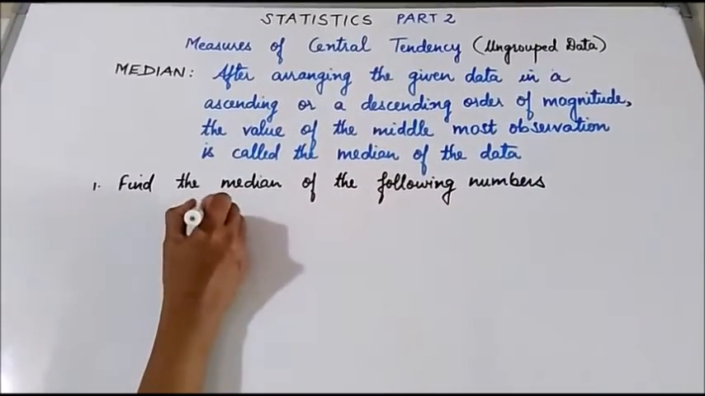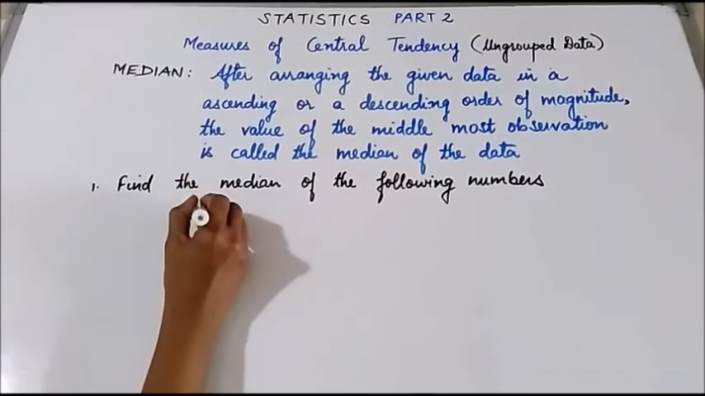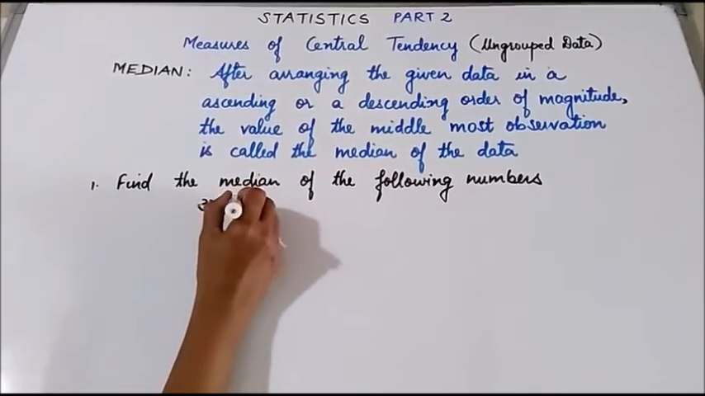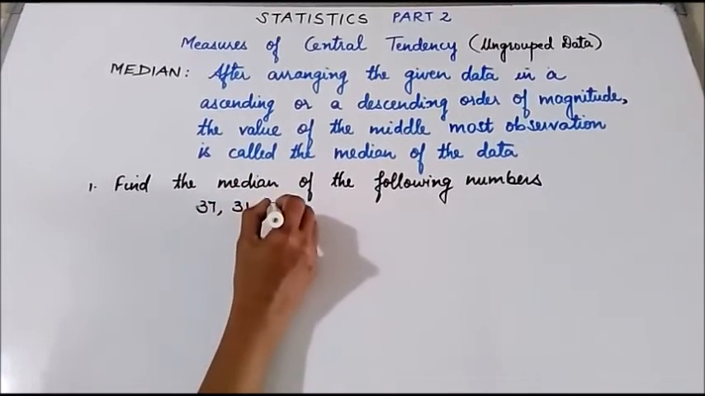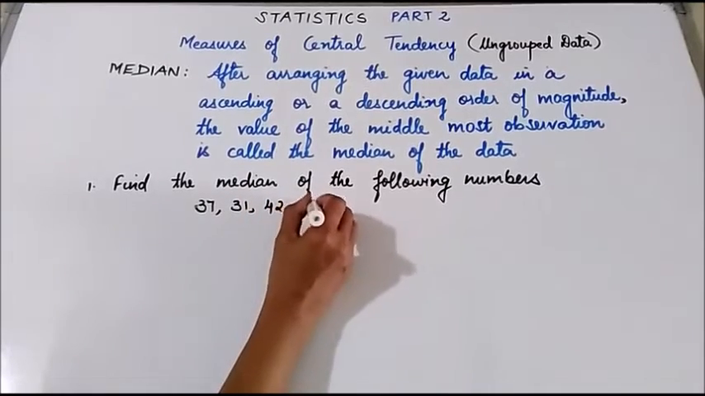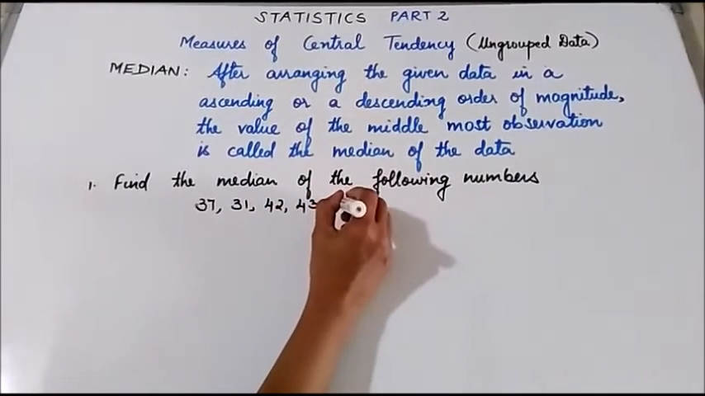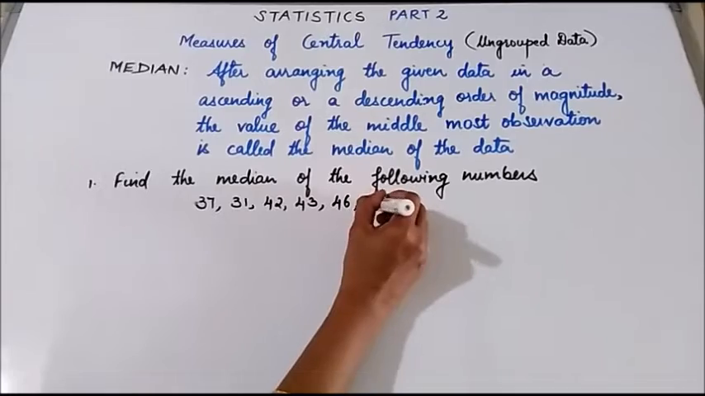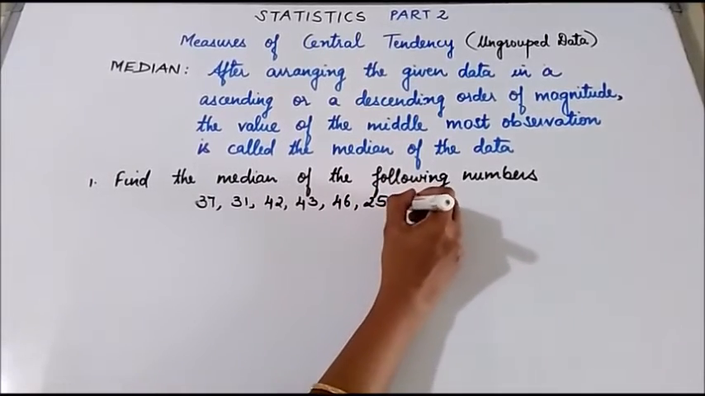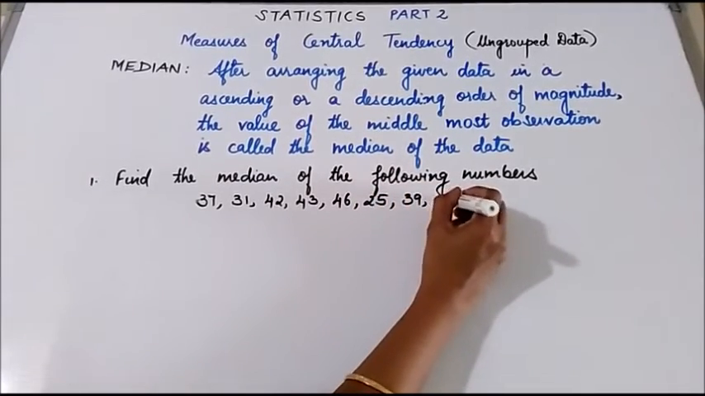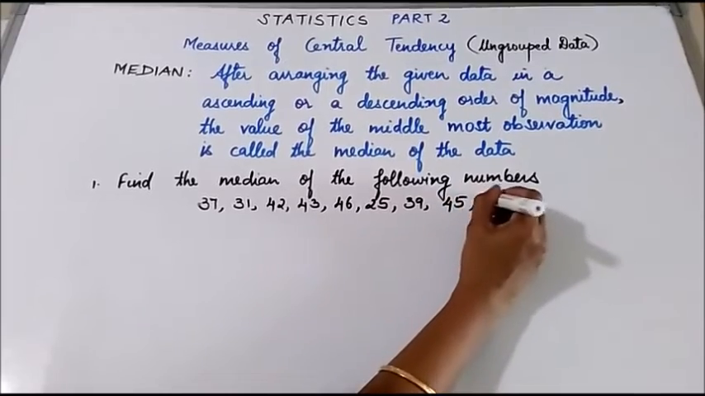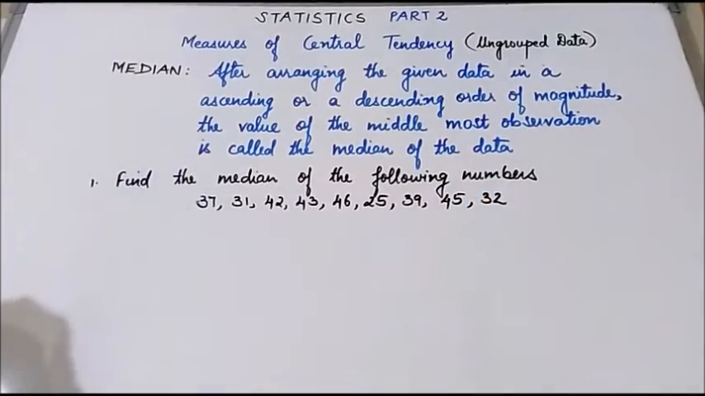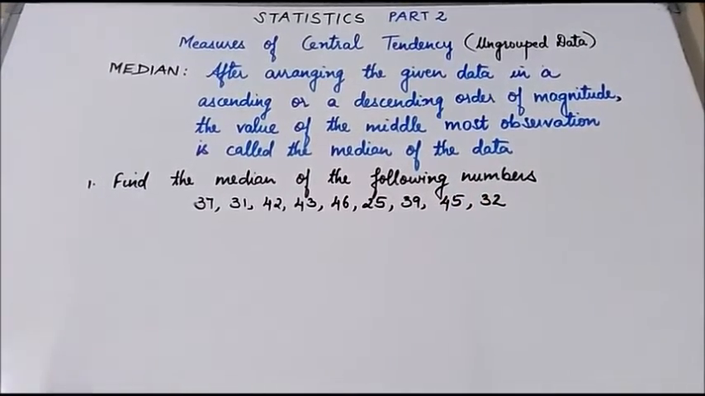Here the numbers are 37, 31, 42, 43, 46, 25, 39, 45 and 32. First what you do, you have to arrange in ascending or descending order.